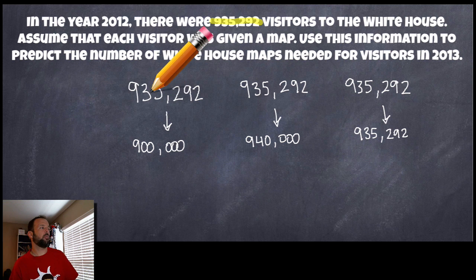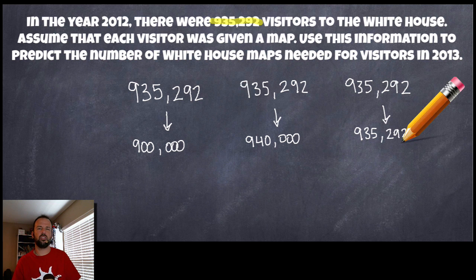So here I wrote down my 935,292. I wrote it 3 times, and I rounded it to 3 different places just so you could see my thought process here. All right, so starting with our first number here of 935,292, I rounded it to the 100,000s place, okay? And that rounded to 900,000.